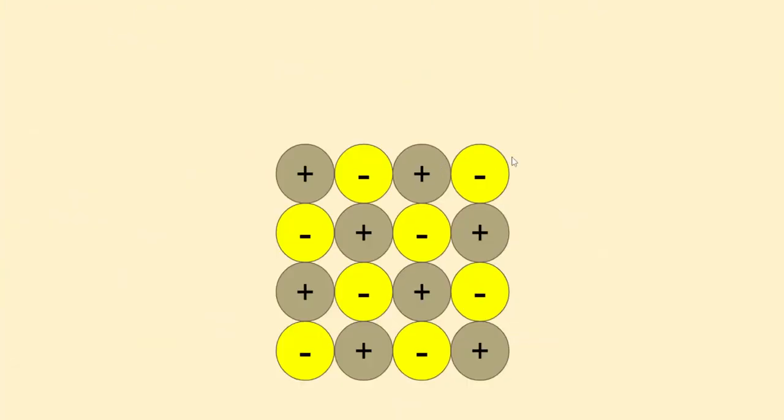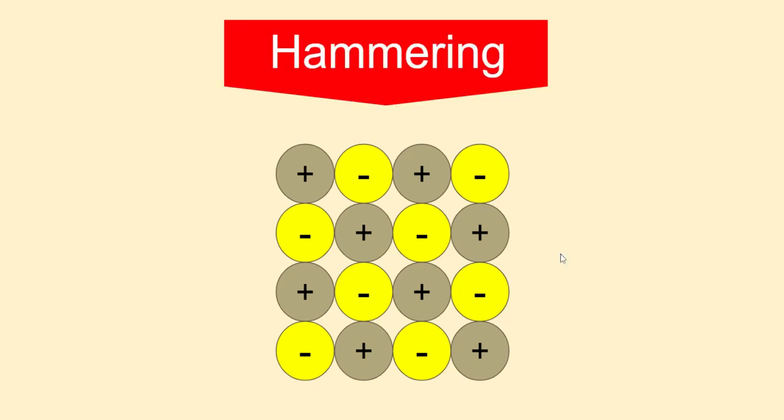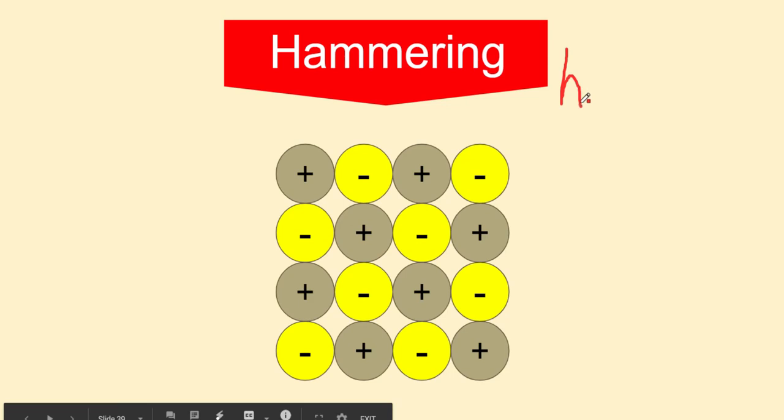These cations and anions pack so close with each other. That's why they are always in solid state. And when you try to hammer it, that means you try to press it, if you even try to change its structure, it's extremely hard. That's why we said one of the very important properties is that ionic compounds are hard.